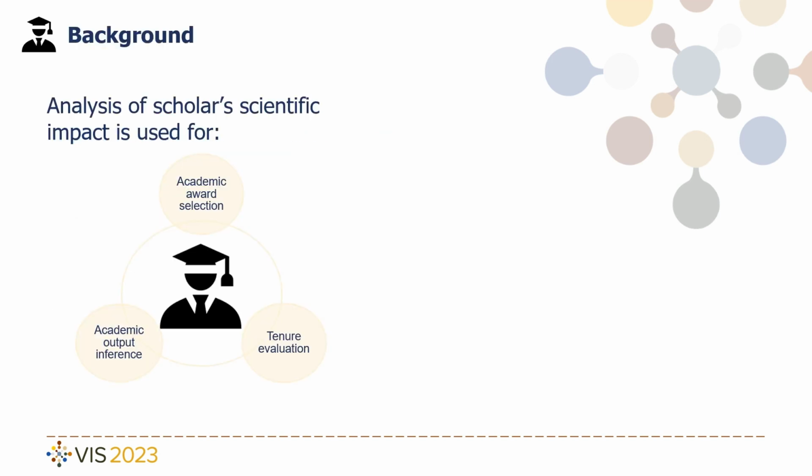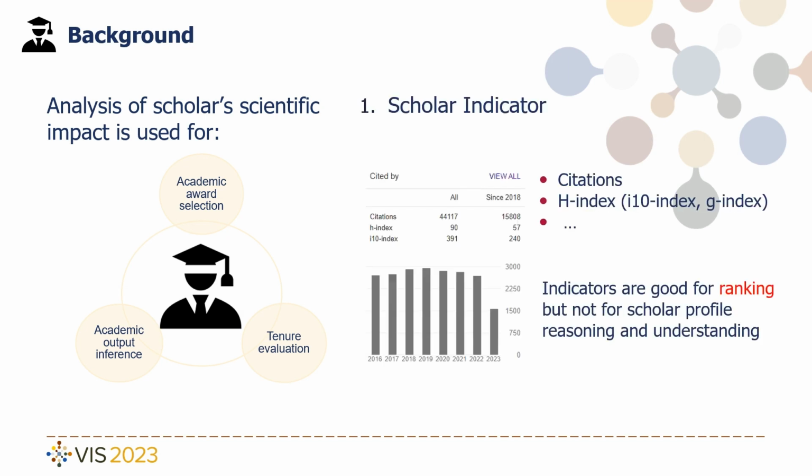Scholars are the gravity center of the academic world. Analyzing scholars' impact is essential for many real-world tasks such as academic award selection, tenure evaluation, and academic output inference. There are now two major methods for scholar impact analysis. The first depends on indicators, such as citation count, H-index, etc. These indicators are good for ranking, but not for detailed scientific impact analysis involving context.